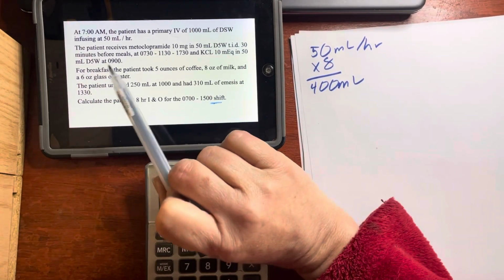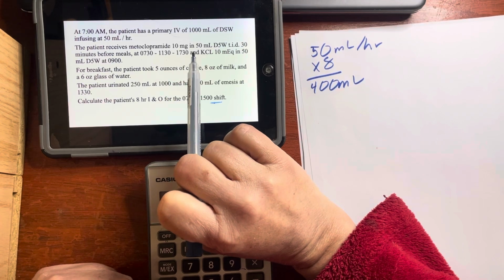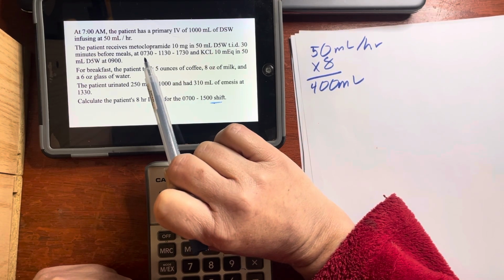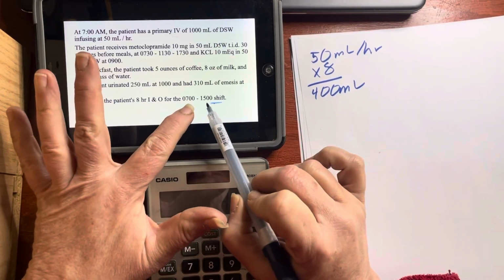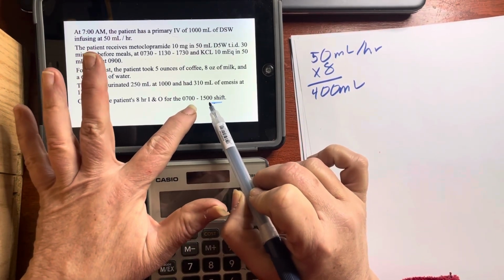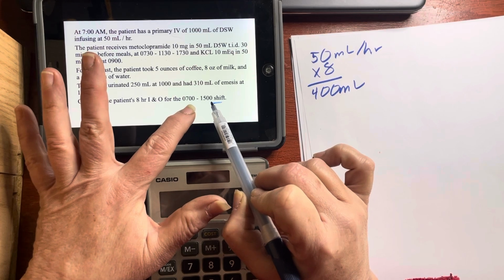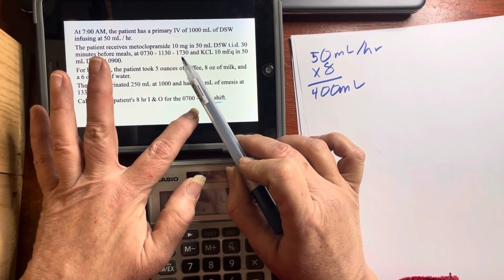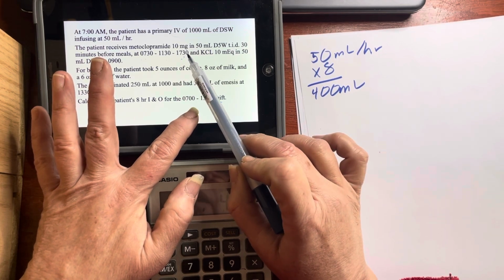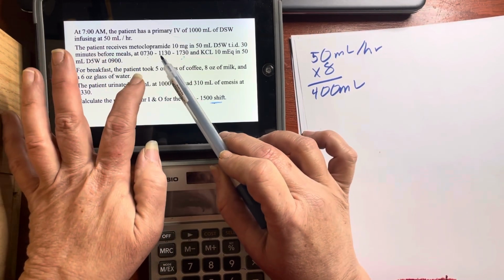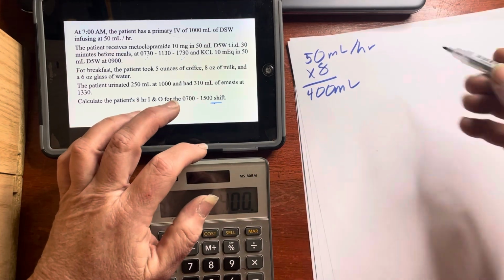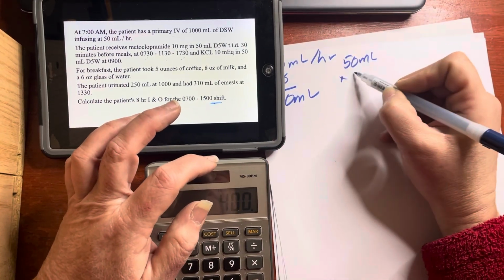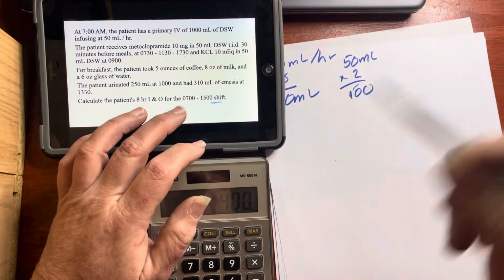Okay. He receives a piggyback of 50 milliliters 3 times a day. You see those times? But the only ones we're responsible for are the ones that fell in this 8-hour shift. So that 1730 is 530 if you just subtract 12. So on our shift, he only got 2 of those. So 50 milliliters times 2 is 100.